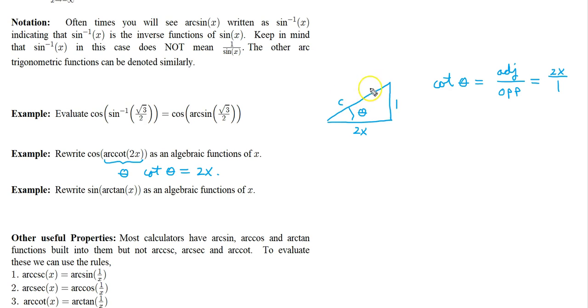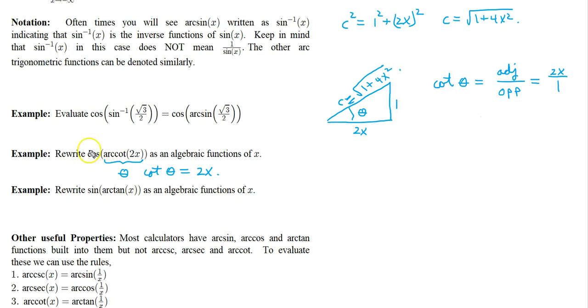Now we have to solve for the length of this side, c. Well, remember, c squared equals 1 squared plus (2x) squared. And so c is going to be the square root of that, like that. So let's just label that right here. There you go. So that's the length of side c. And so now we can just read off our answer.